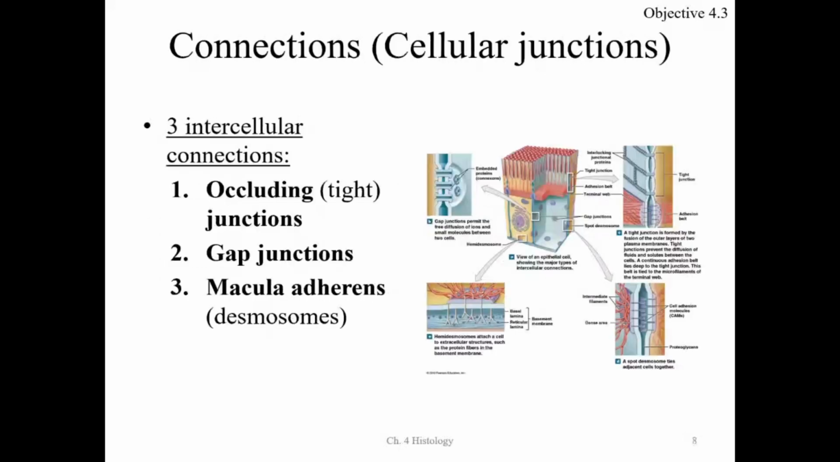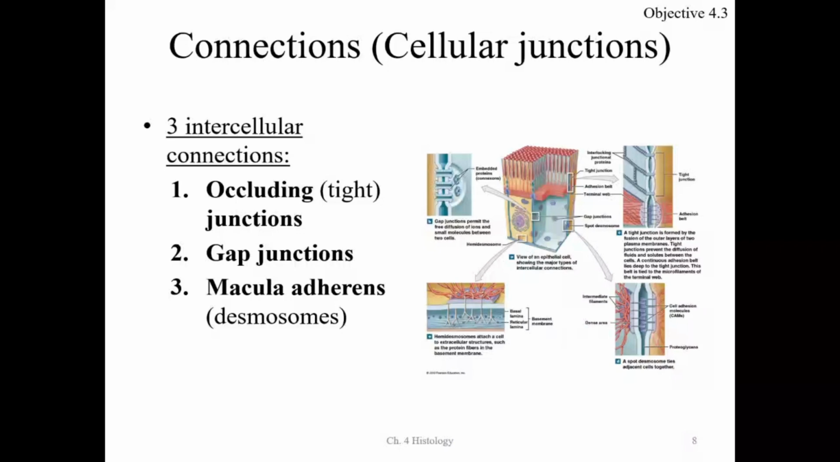Now, to make a tissue, we've got to hold cells together. If we've got more than one cell working together, these cells have to come together. They have to join together. They're going to need to stick together, attach to each other. How can they do that? They need cell junctions. Cellular junctions, there are what we call three intracellular connections that are used to hold cells together.